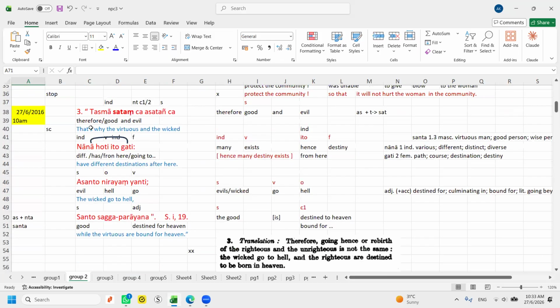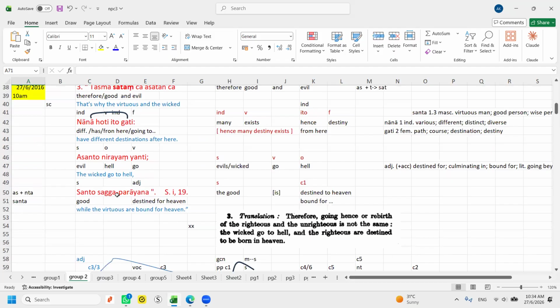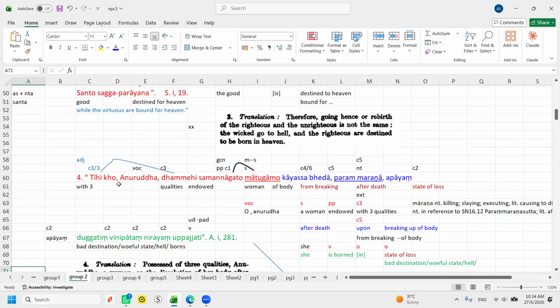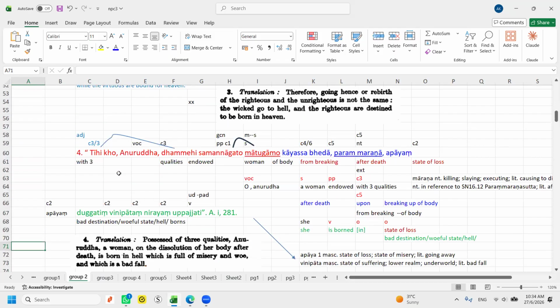If you have too much demerit, that is classified as asantang, bad people. Asantang will end up in hell, and the good ones will end in heaven. But this one he did not say. That means here you say there are 3 good qualities.